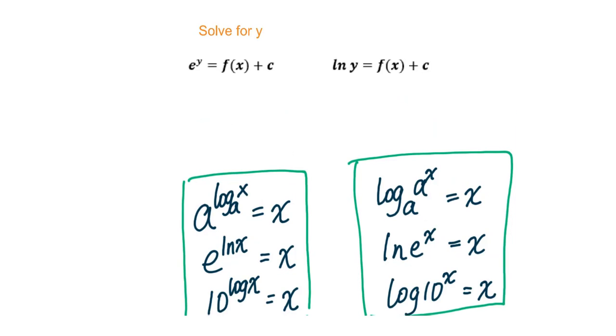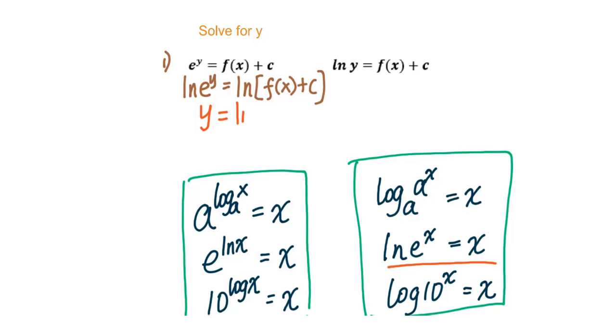So for the first one, we will take natural log of both sides. You will get the natural log of e to the y's power equals natural log of f of x plus c. According to this formula, you can get y equals natural log of f of x plus c.